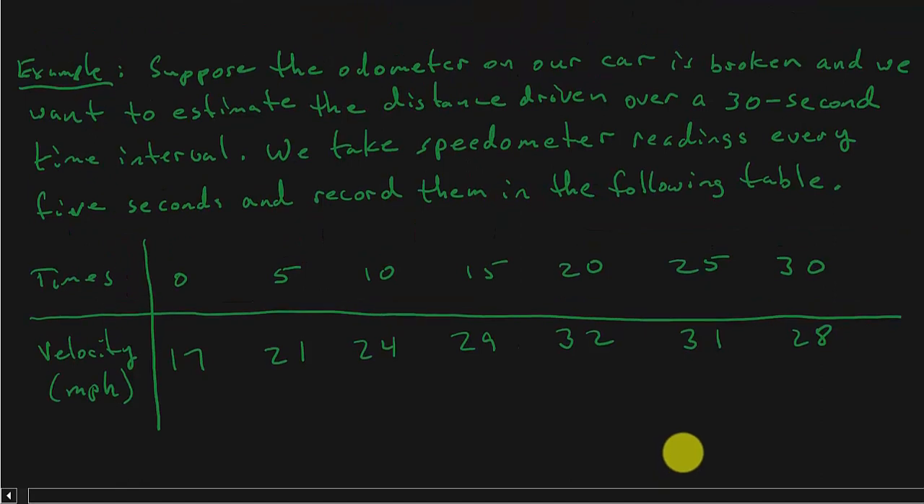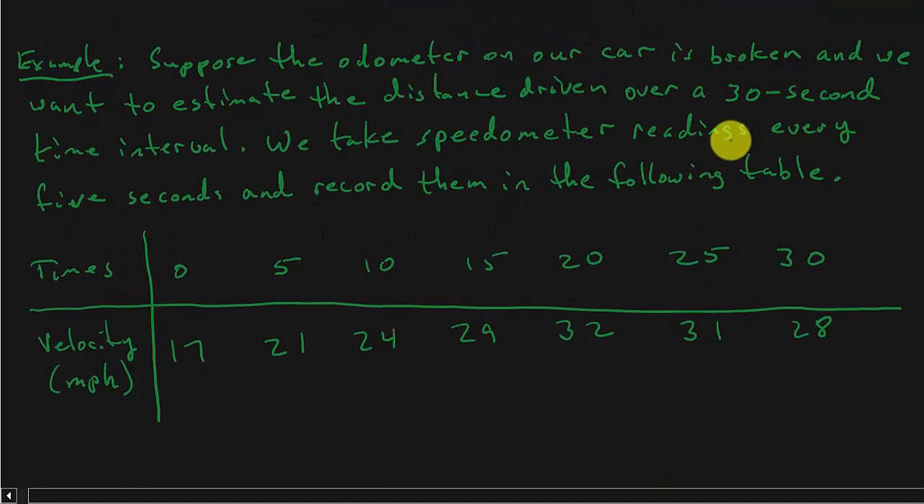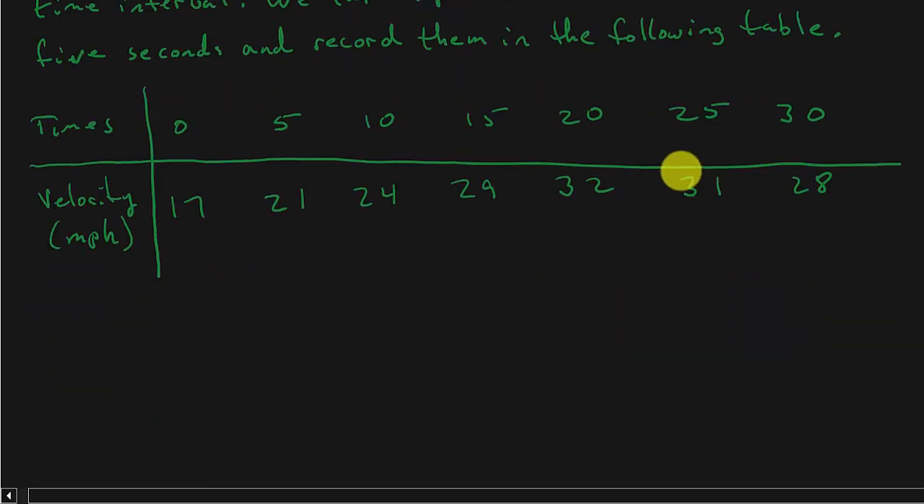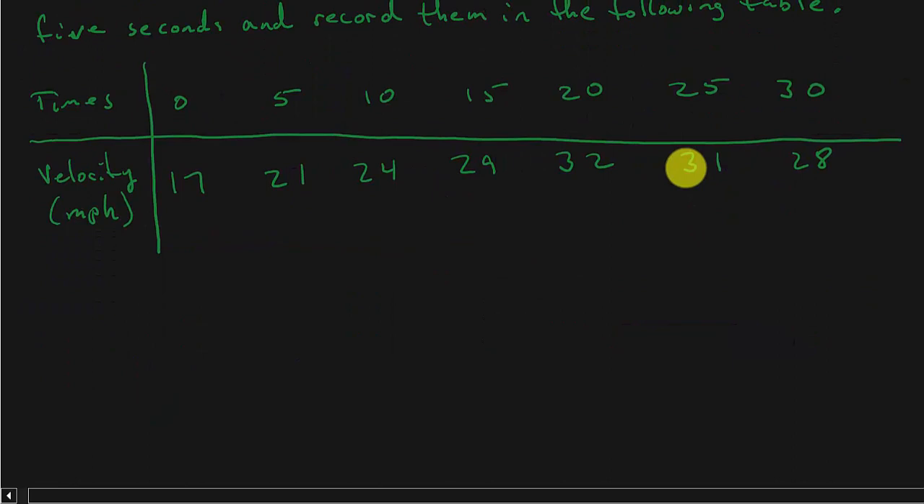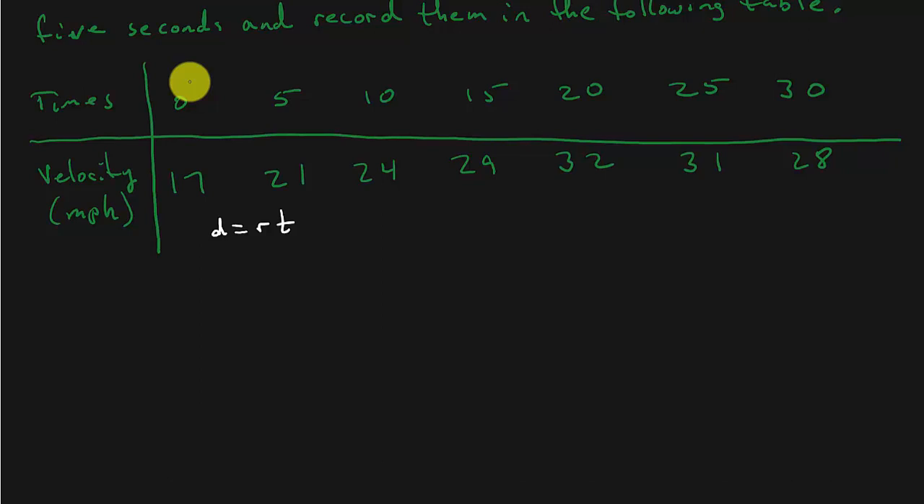And we want to estimate the distance driven. We want to know how far did we drive, the distance. Well, what do we know? We know that distance is rate times time, all right? Rate times time. And so what do we have here?